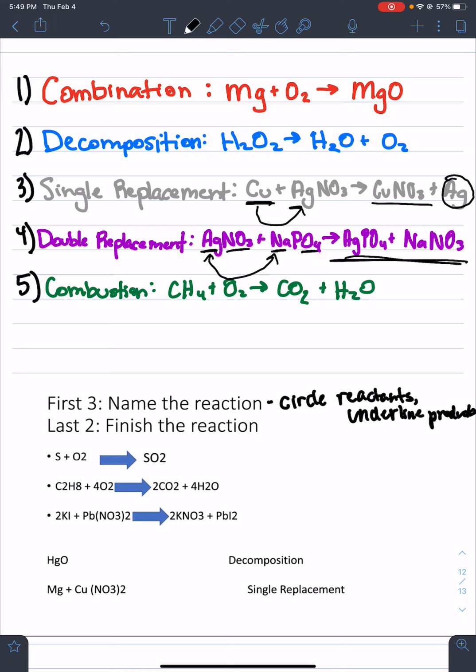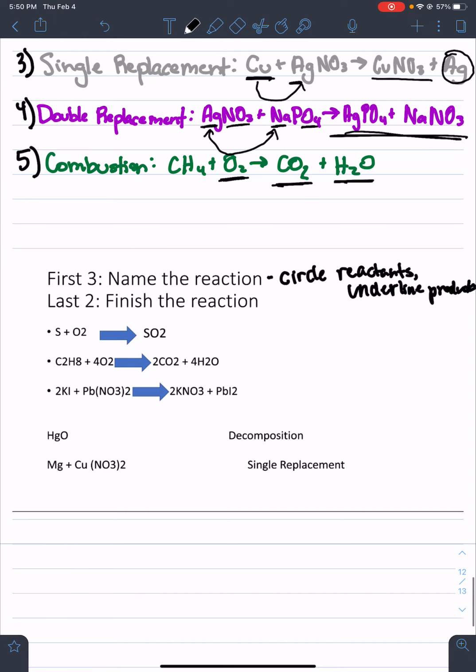Finally, we have combustion. Combustion really is tricky for people, but if you look here, you can always tell it's a combustion reaction if you have an O2 reactant on your left side, and then you have CO2 and H2O as products on your right side. If you look for those key things, then you know it's going to be a combustion reaction. All right, we're going to go down and now work on this bottom part.